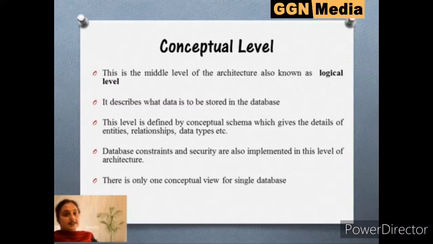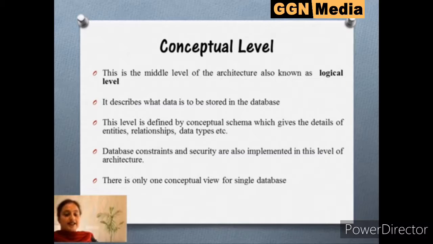Next is conceptual level, which is also called the middle level of database architecture. This level describes the logic, that is why it is also known as logical level. This level describes what data is to be stored in the database.